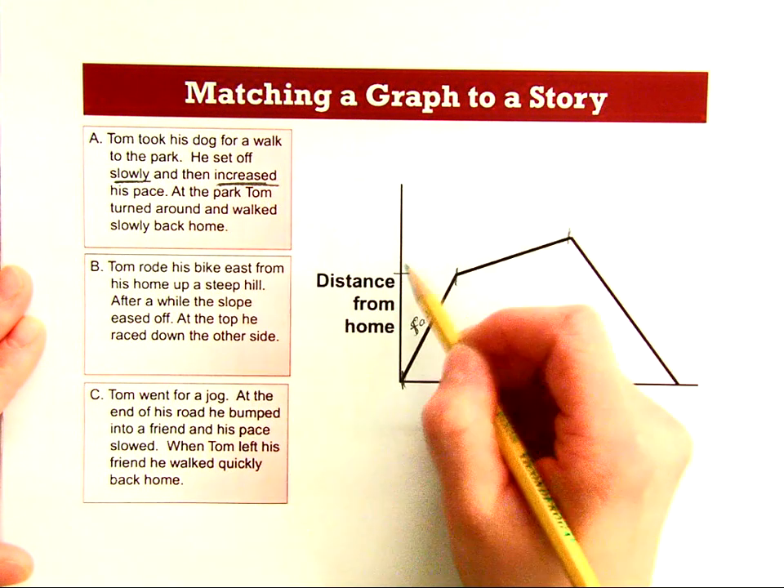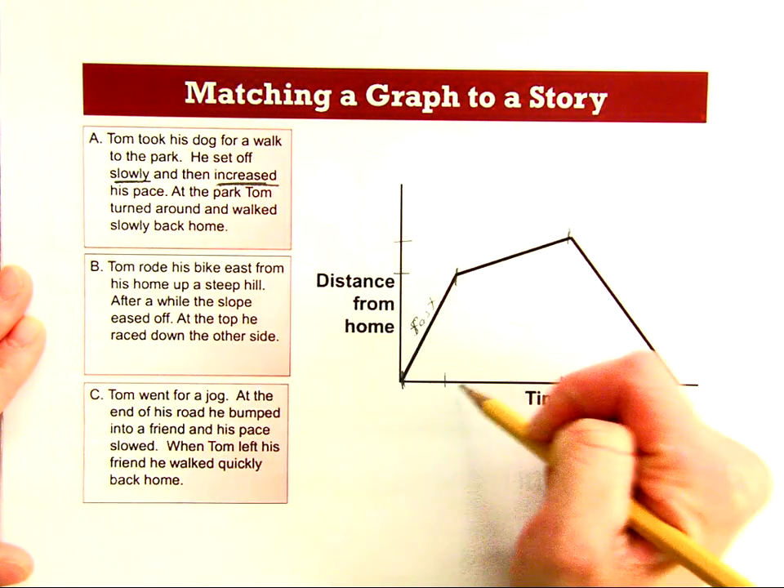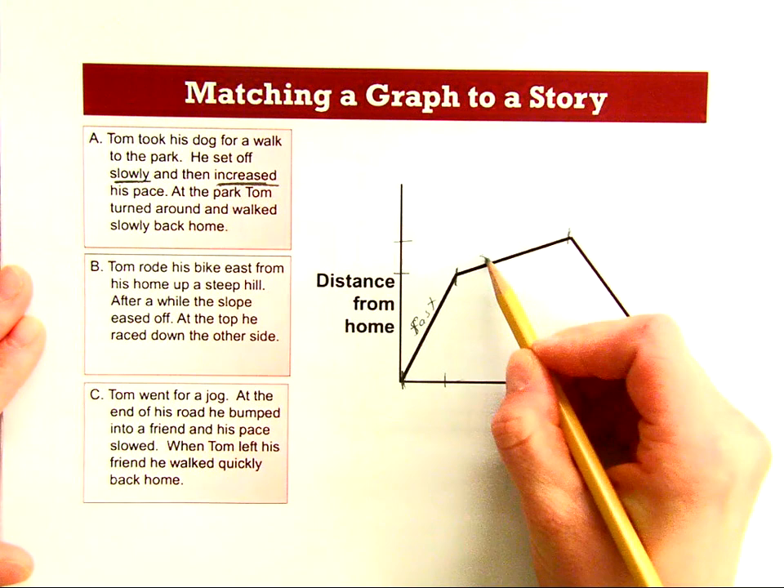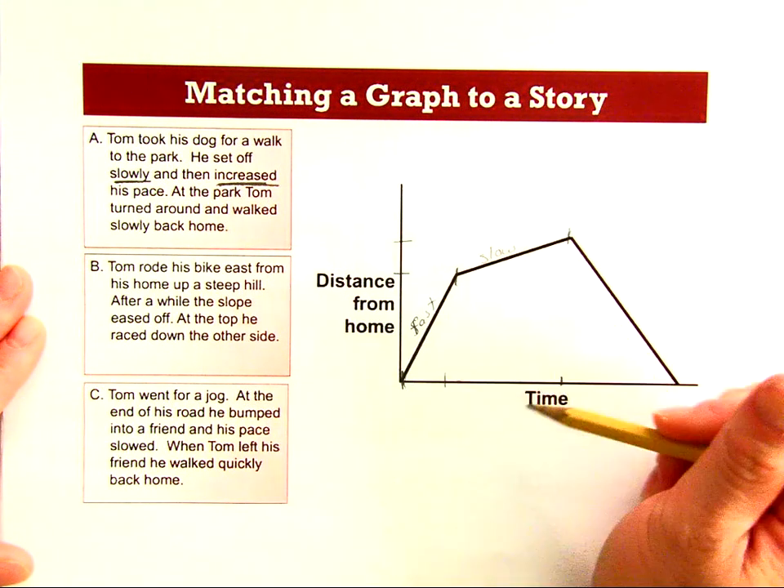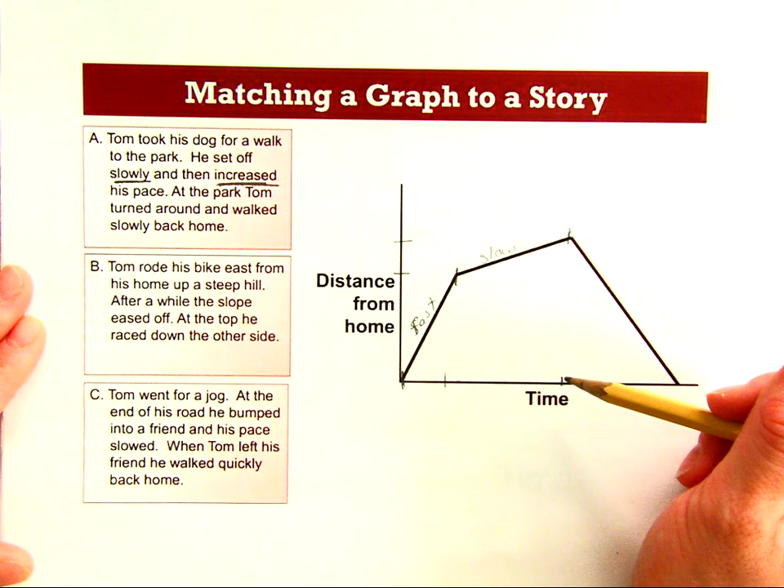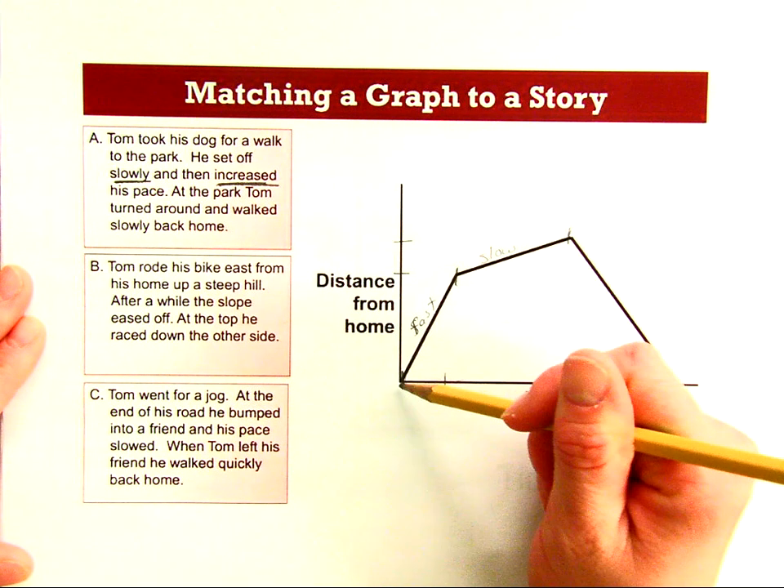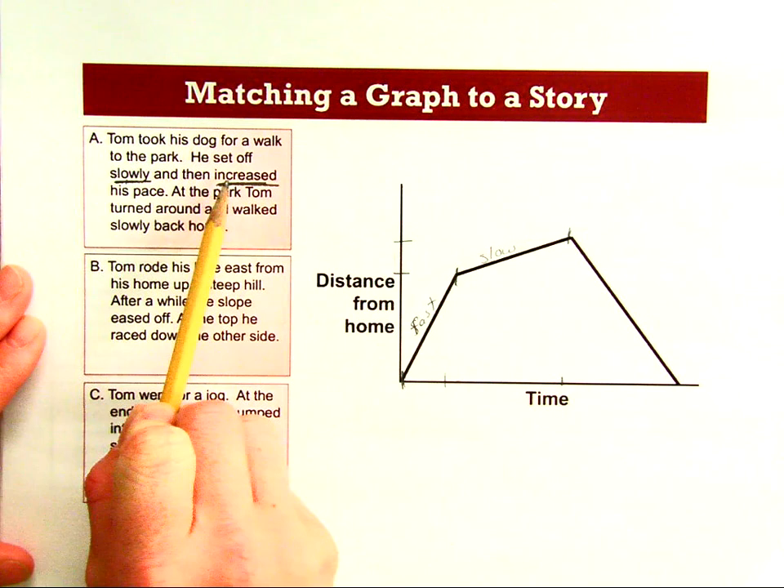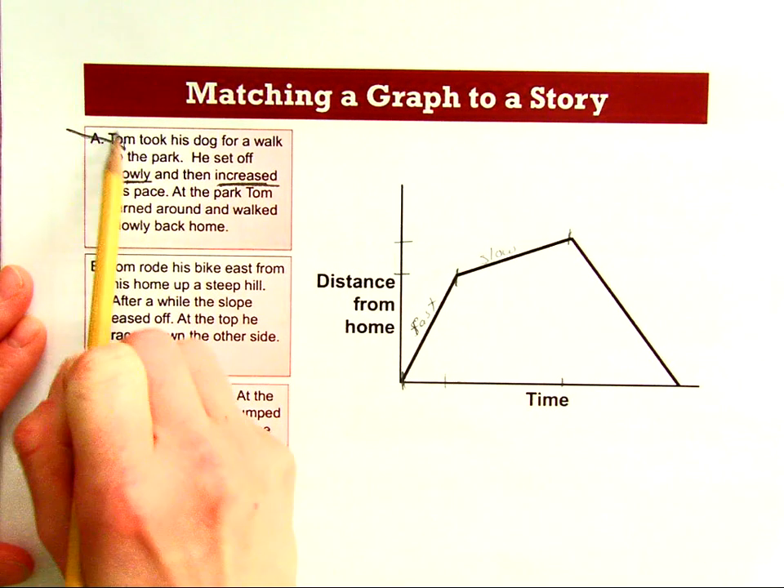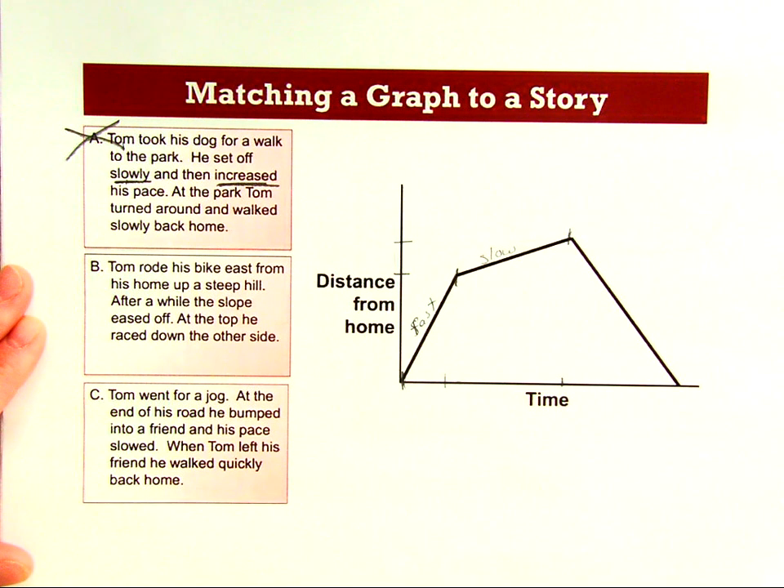Okay, and in this part, I cover only this little bit of distance, but I take all this time to do it. So this represents a slow pace here, right? I'm not covering a lot of distance, but I am taking a lot of time to do that. Where here, I didn't take a lot of time, and I covered a lot of distance. So this doesn't match here, slow and then faster, so that's how I eliminate option A.